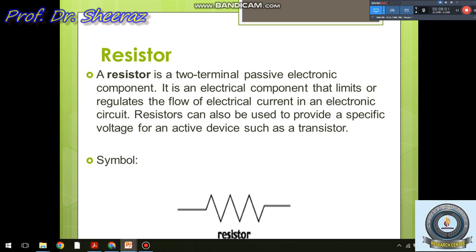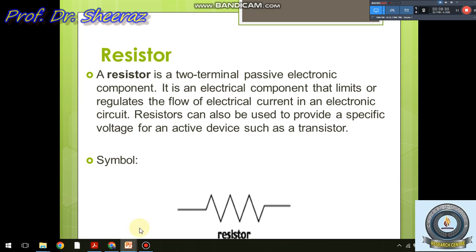Now coming to the electronic components, what is a resistor? A resistor is a two-terminal passive electronic component. It is an electronic component that limits or regulates the flow of electric current in any electronic circuit. Now these resistors can also be used to provide a specific voltage for an active device, as we have seen that the active devices are transistors and diodes. So resistor is basically a passive electronic component.